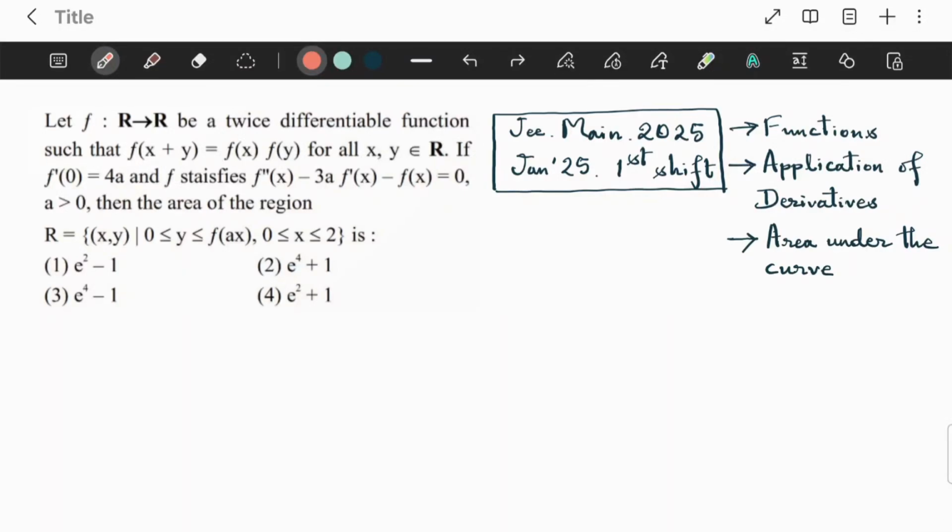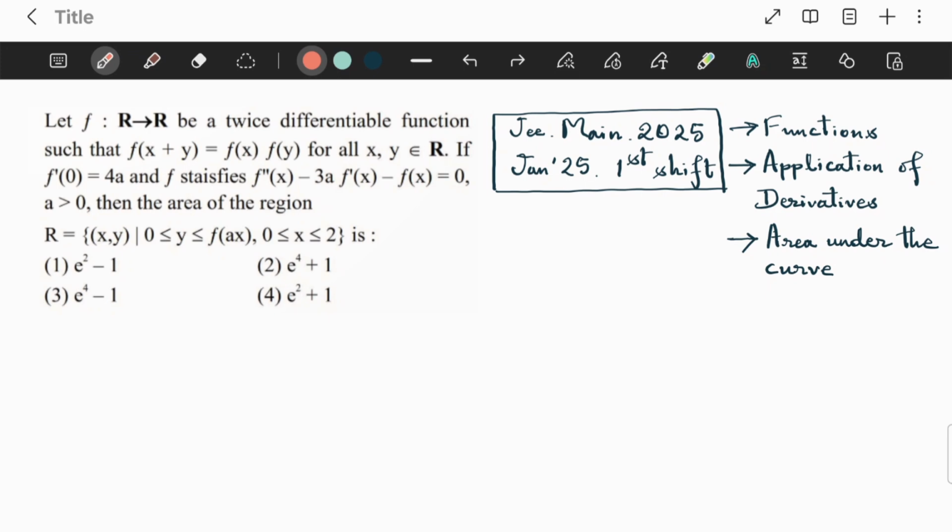Today's video we'll be discussing this very beautiful question that came in JEE Main Jan. So the students who have a fair knowledge in functions, application of derivatives and area under the curve will be benefited from this video. So without any delay, let's start with the video.